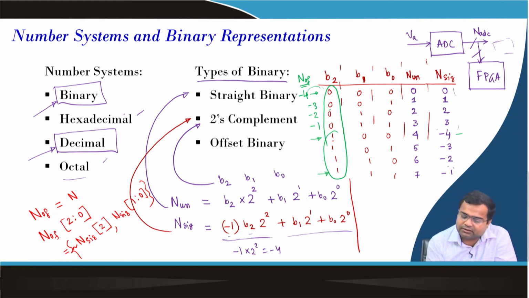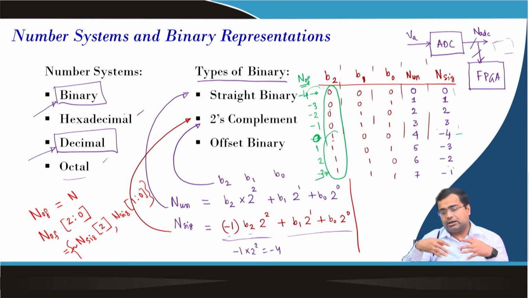Then the next one, where the complemented MSB gives 100, it should be 0, then 1, then 2, then 3. So, that means, in offset binary all 0 will be -4 in this case and all 1 will be 3.